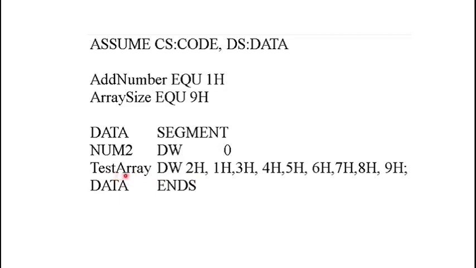Test array just indicates the beginning of this array. Test array is a label which points to the address or location of the first element of the array, that is 2h. If you do test array plus 2, we will land at the location of 1h. Test array plus 4, we will land at the location of 3h, likewise. Effectively in the code we point to the starting location of the array, and then increment the address pointer so that we may go through the individual elements of the array. So that's the declaration of the data segment.